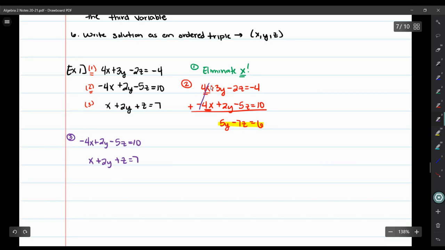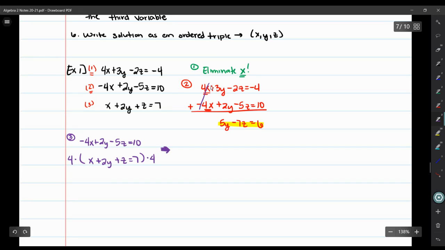Okay. Now, unfortunately, to eliminate these, I'm going to have to manipulate this bottom equation. I need a negative 4 and a positive 4, so I need to multiply this whole bottom equation by a 4. So let's see what that turns into. I'm going to do it to the right. That's why I put an arrow.